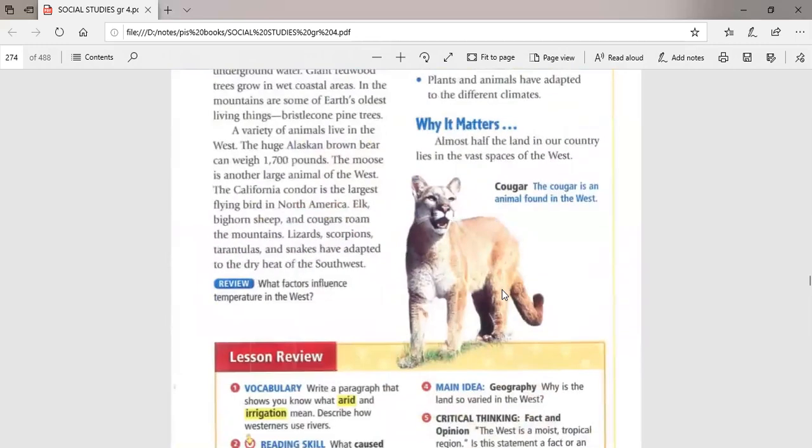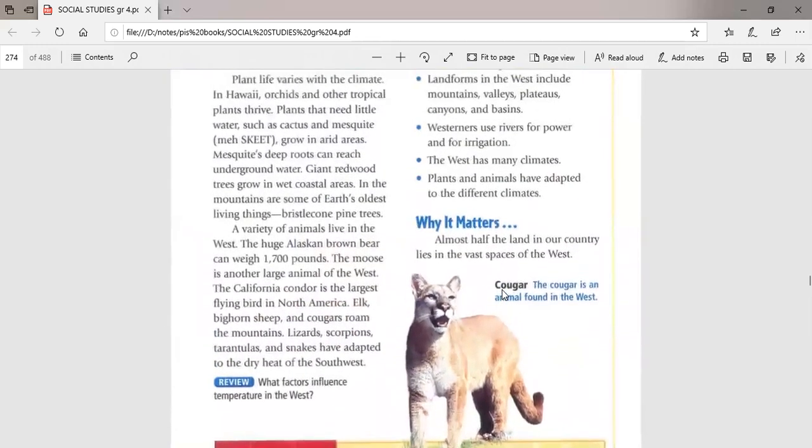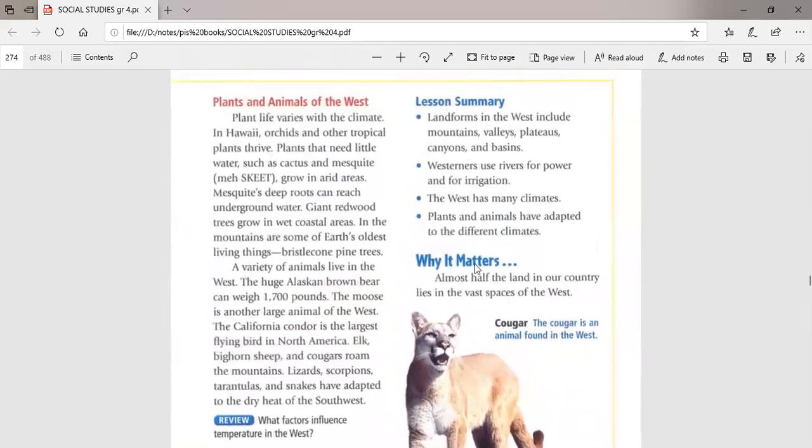The last section of our lesson speaks about the animals and the plants of the West. Here, guys, I want you to know only the names of the animals, and plants also. So, plant life, of course, varies with the climate. For example, in Hawaii, we have orchids and other tropical plants. This is the first kind of plants, orchids.